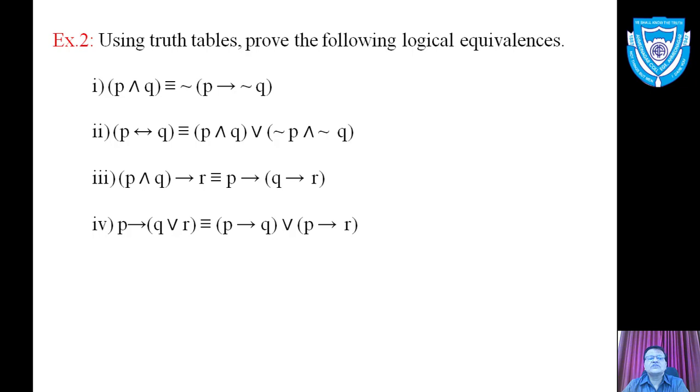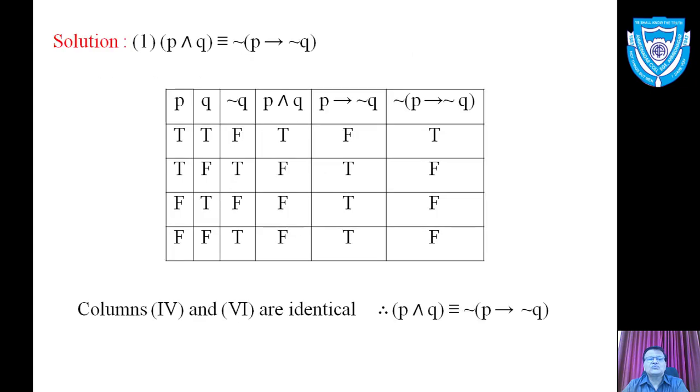First logical equivalence is P and Q is equivalent to negation P implies negation Q. And here this table shows the truth table for P and Q, and the second statement pattern, negation P implies negation Q. We observe that columns are identical, therefore statement patterns are equivalent.